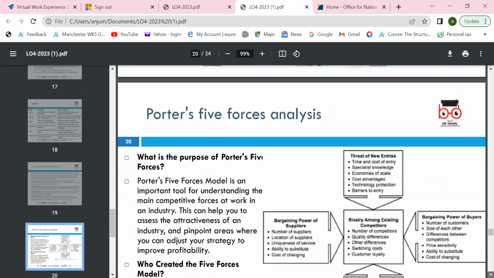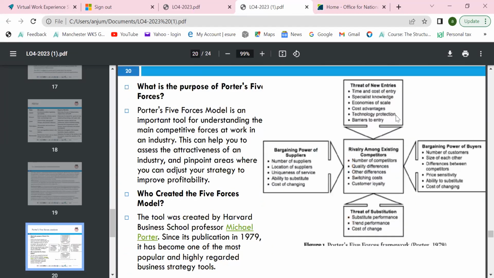Porter's Five Forces analysis, as we discussed: threat of new entrants, how much is it low, high, or medium. We can draw up barriers, we can reduce the cost, we can develop different strategies. Bargaining power of suppliers, high or low: we can look at alternative suppliers. Rivalry: how many competitors, and the quality, and different strategies we can develop. Bargaining power of buyers: if there are a number of suppliers selling the same goods, the customer can be influenced.